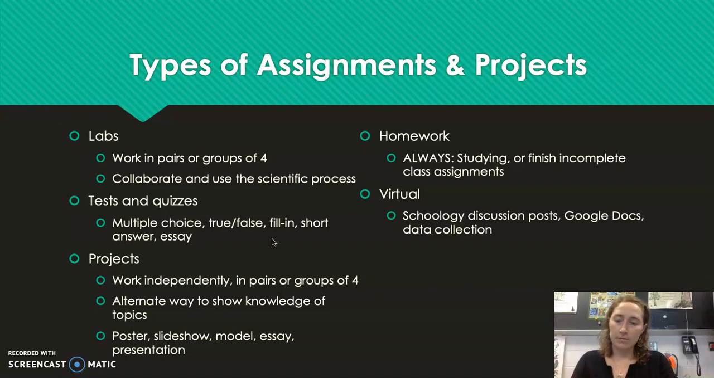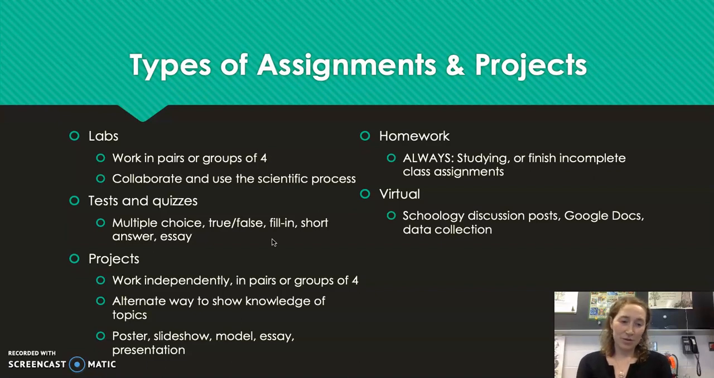Tests and quizzes: I use pretty traditional multiple choice, true/false, fill in the blank, short answer, and essay. Something different I did change, and I do have some students I had last year in 8th grade, is that on those tests and quizzes I reduced the multiple choice and expanded on the short answer and essay. I'm working to help students challenge themselves in their writing and expand on their thoughts and work that way.